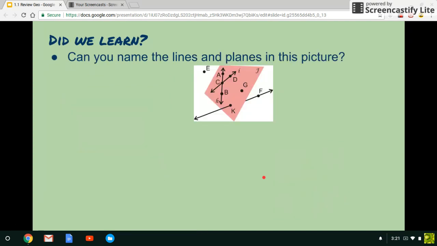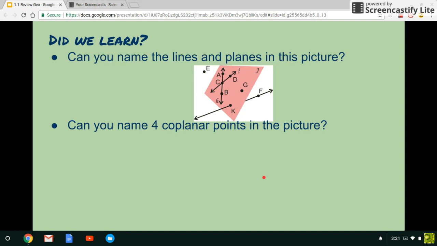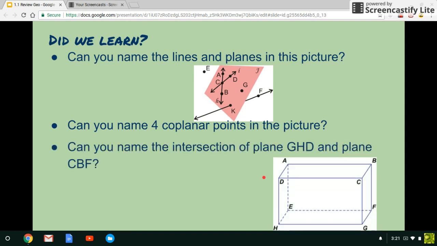Okay, so what did we learn? Can you guys name the lines and the planes in this picture? And how about 4 coplanar points in this picture? And then lastly, can you name the intersection of plane GHD and plane CBF?